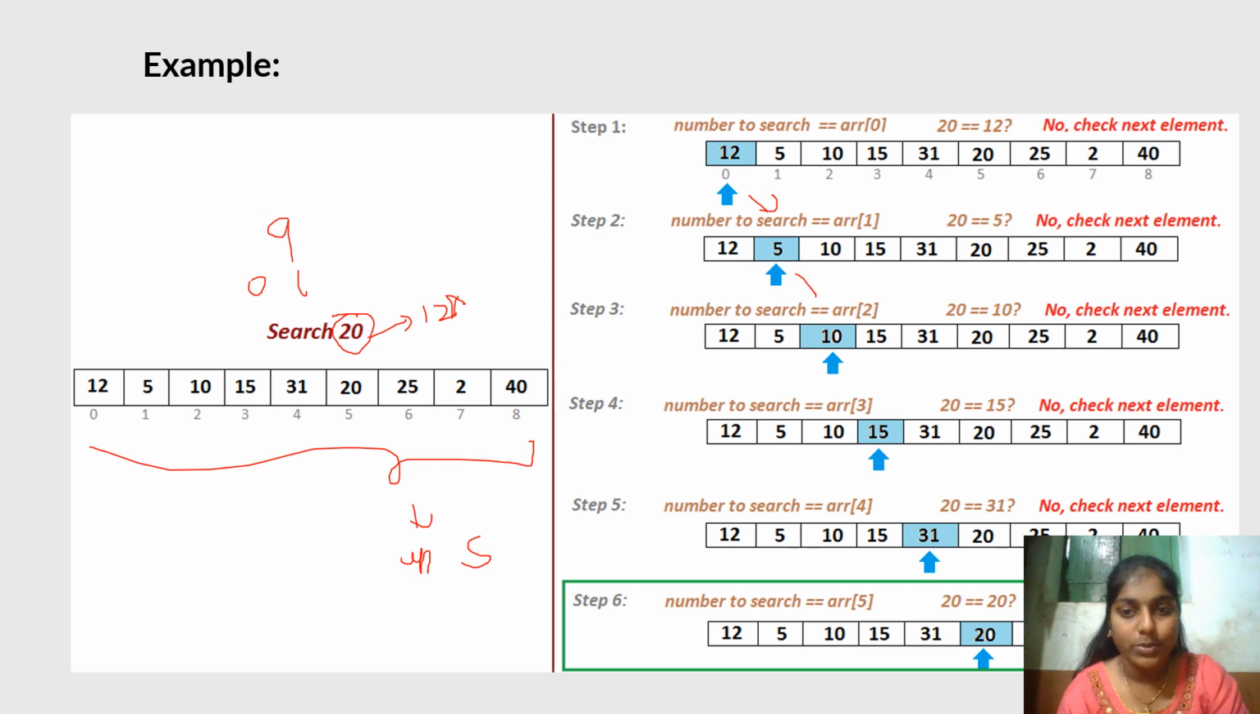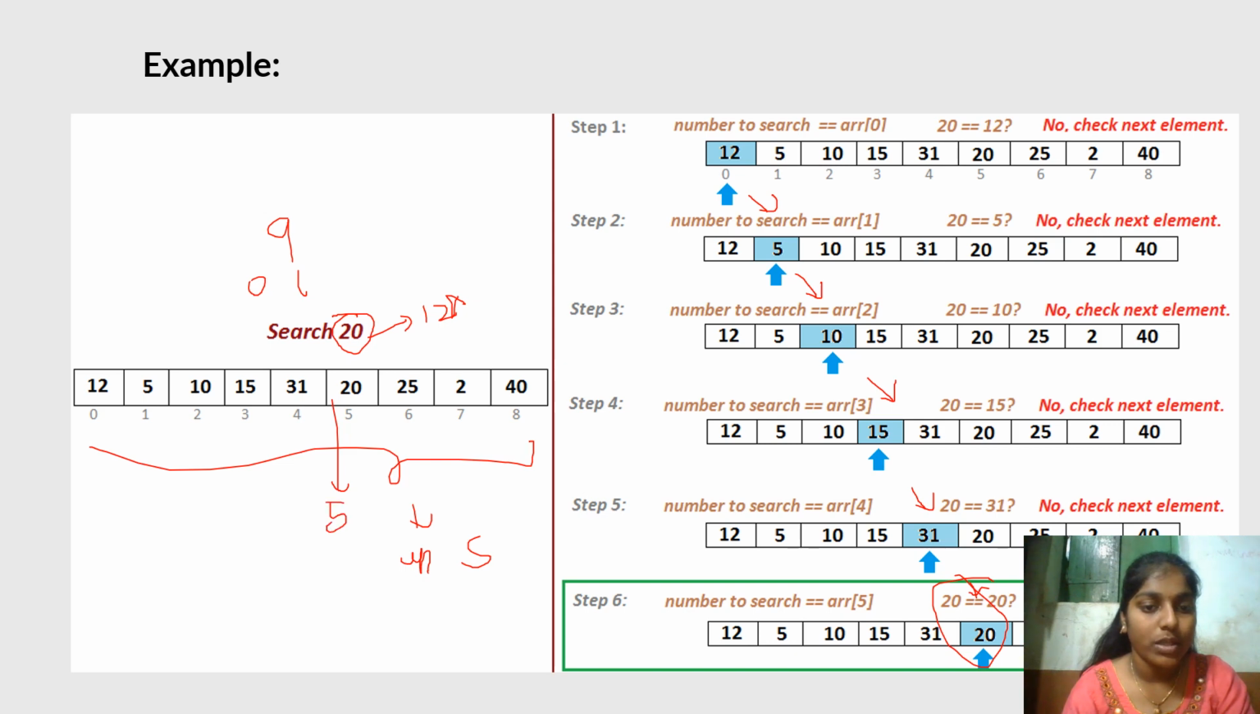Then 20 is compared to 10, and 20 is not equal to 10, and then 20 is not equal to 15, even 20 is not equal to 31, so 20 is equal to 20. Then this condition is true, meaning the element we need to find is present at the fifth index value.